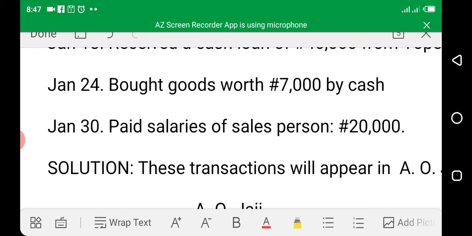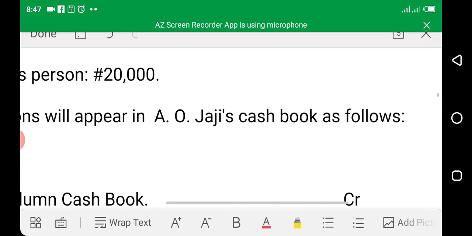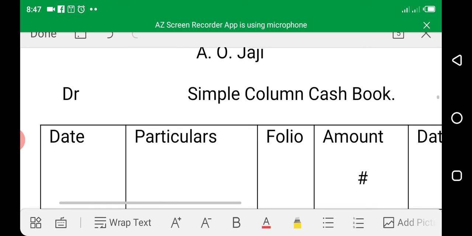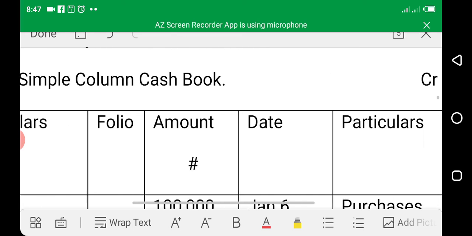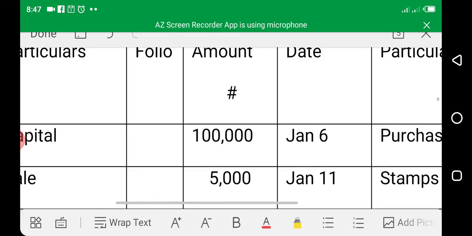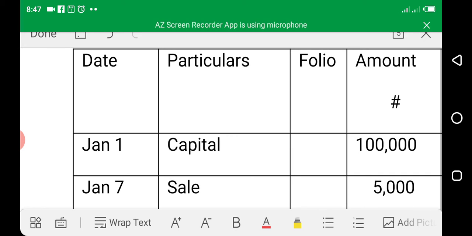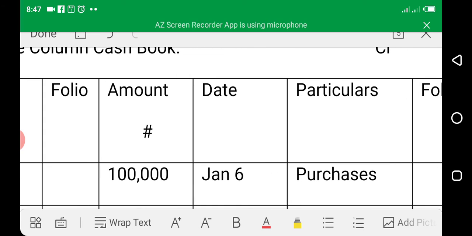So let's look at the posting now. This transaction will appear in A.O. Jaji's cash book as follows. As I've said, the name of the owner of the account first, A.O. Jaji. Then simple column cash book is what we are presenting for him. Then the debit side and our credit side. Using the format now: date, particulars, folio, amount for debit side; date, particulars, folio and amount for credit side.